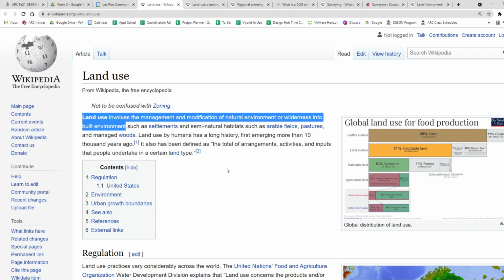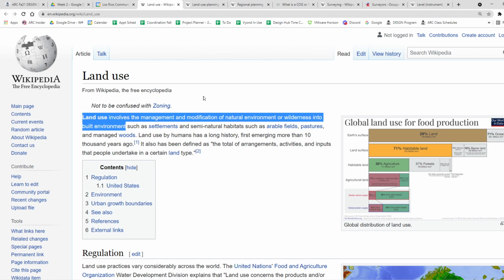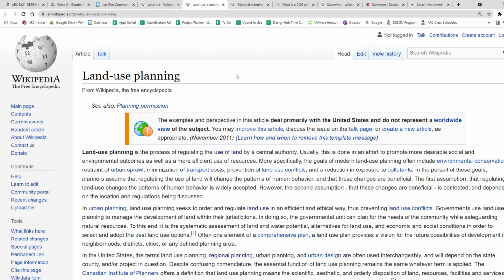So now let's look at land use planning. And this is interesting because zoning is part of land use planning. It's a methodology that's used. So let's look at land use planning. And here it is right off the top again: it is a process of regulating the use of land by a central authority.